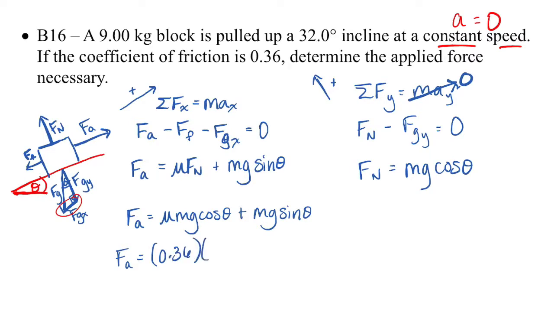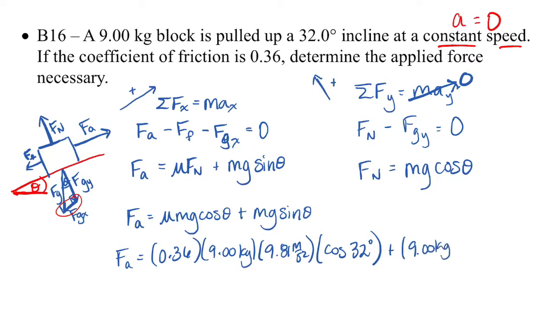Mu is 0.36, mass is 9 kilograms, g is 9.81 meters per second squared, cosine of theta, that's 32 degrees, plus mass again. And yes, when you do this step, you should always be putting in units. Come on, be a real physicist. Theoretical one, at least. Okay, am I done yet? Oh my goodness, that took forever.